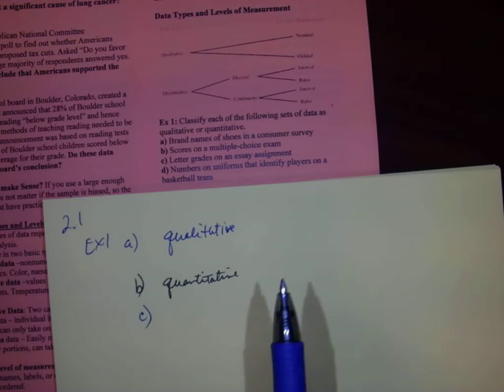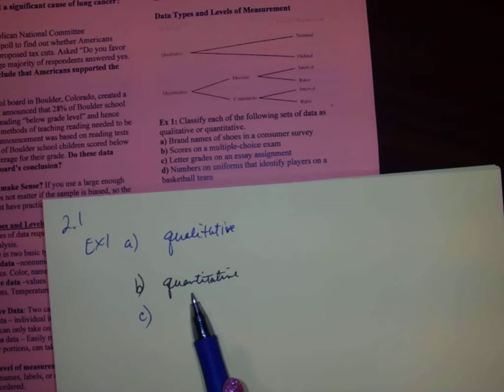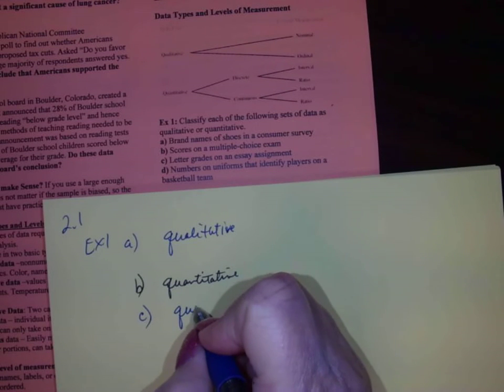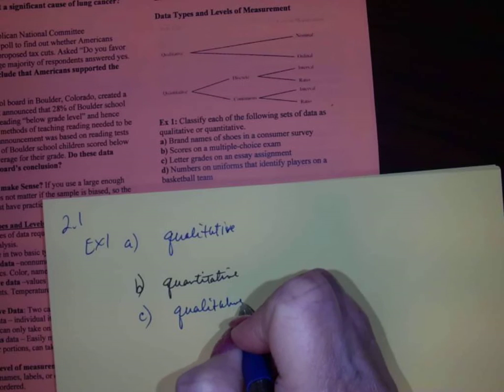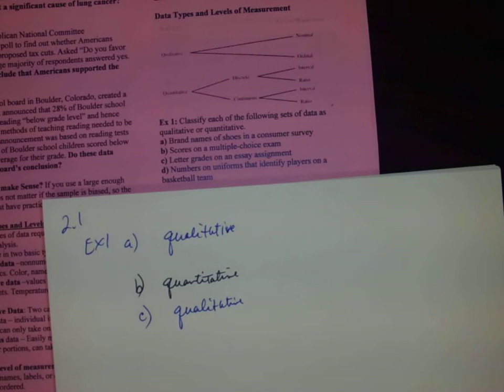All right, part C. We're looking at the letter grades on an essay assignment. This is talking about a letter grade. Letter grades are actually going to be qualitative. Instead of a 96 and an 83, we're looking at A's and B's. A's and B's are qualitative. They represent categories, but they are not a number score. You can't make a ratio out of them or an interval.